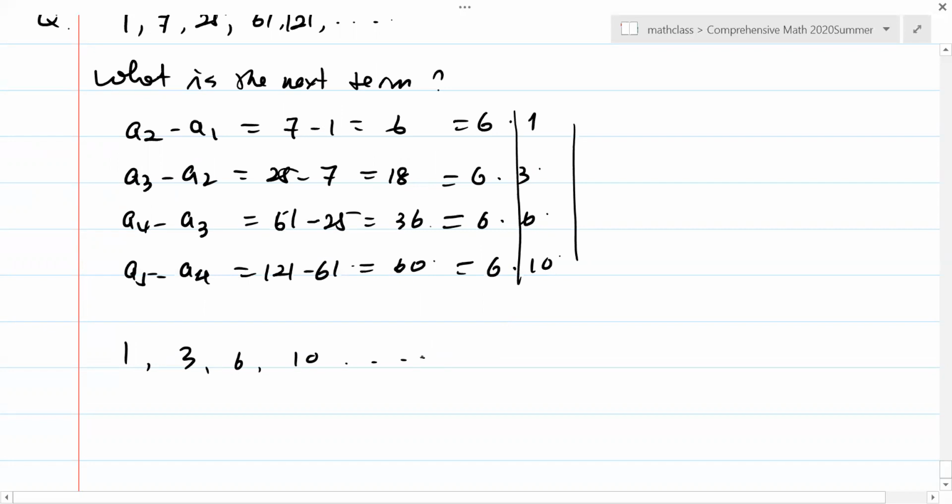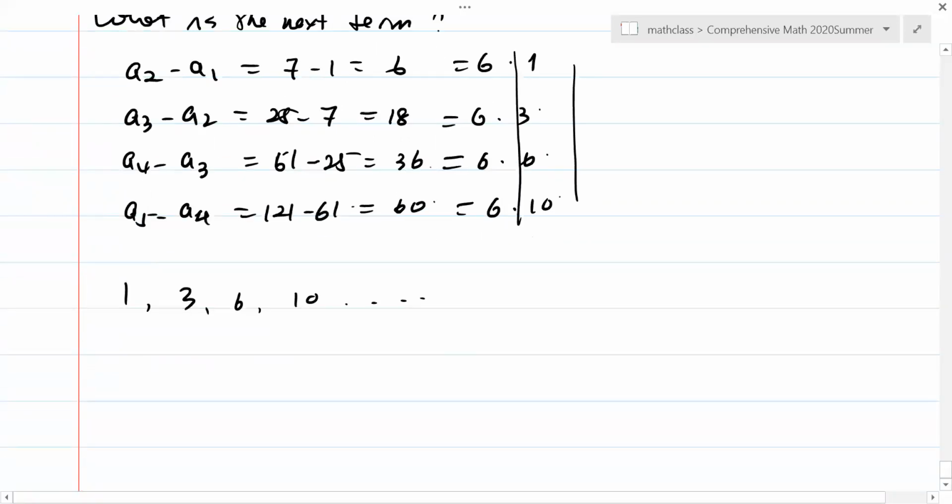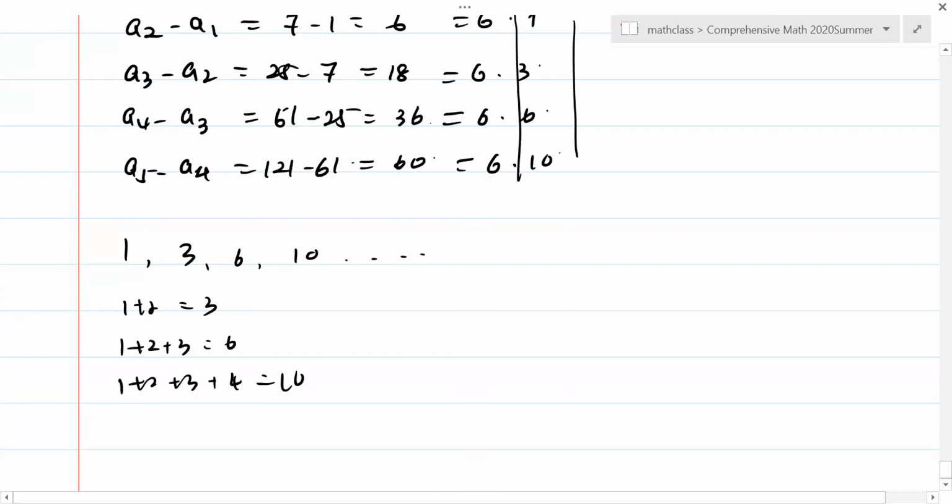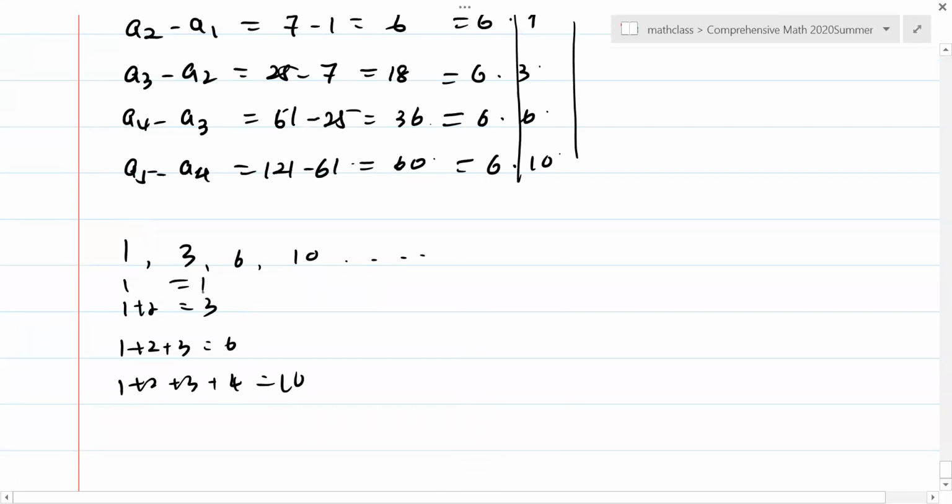Okay. And I just want to tell you that the second term is going to be, 1 is 1, right? 3 is 1 plus 2 equals 3. 6 is 1 plus 2 plus 3 equals 6. 1 plus 2 plus 3 plus 4 equals 10. So this is how we get it, right? So 1, 3, 6, 10 is going to be the sum of those terms. So this is another trick here.